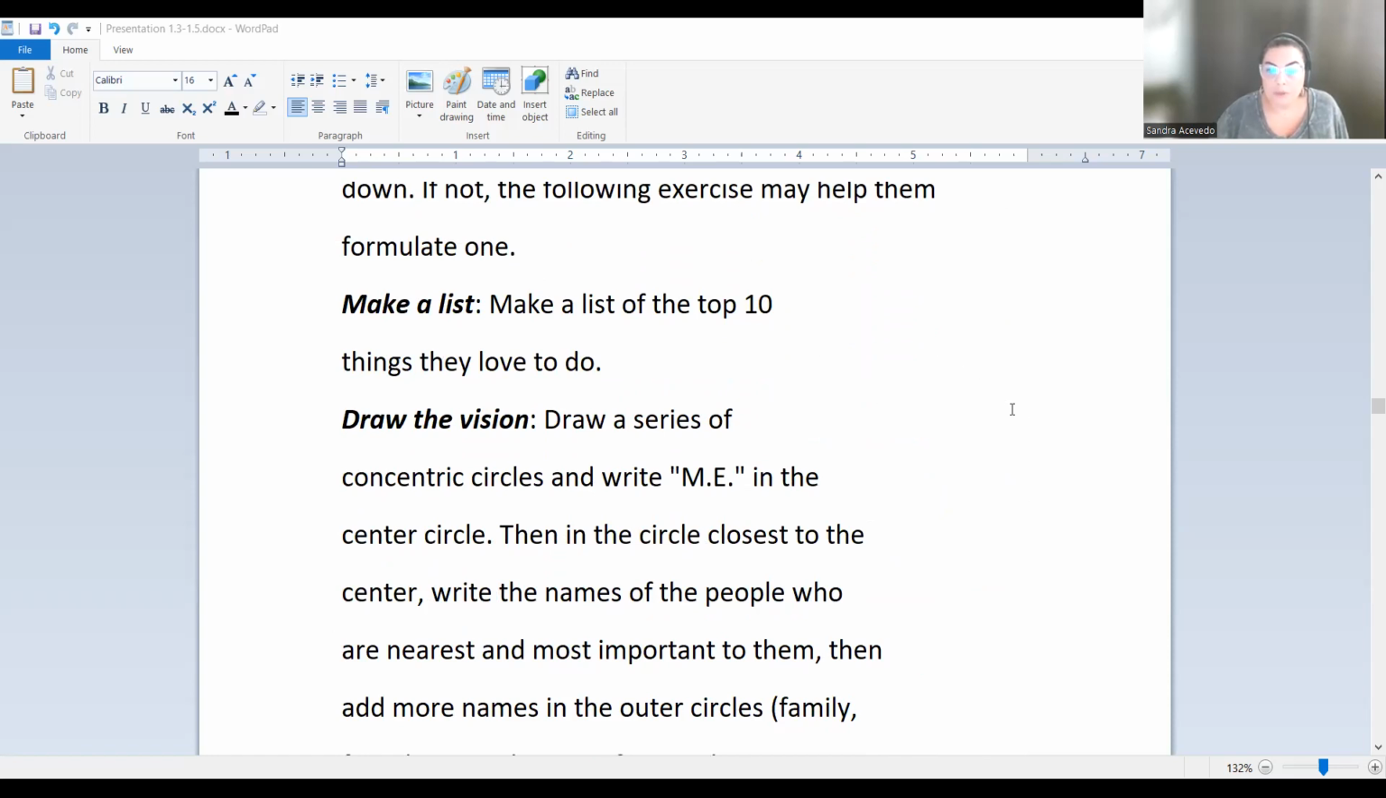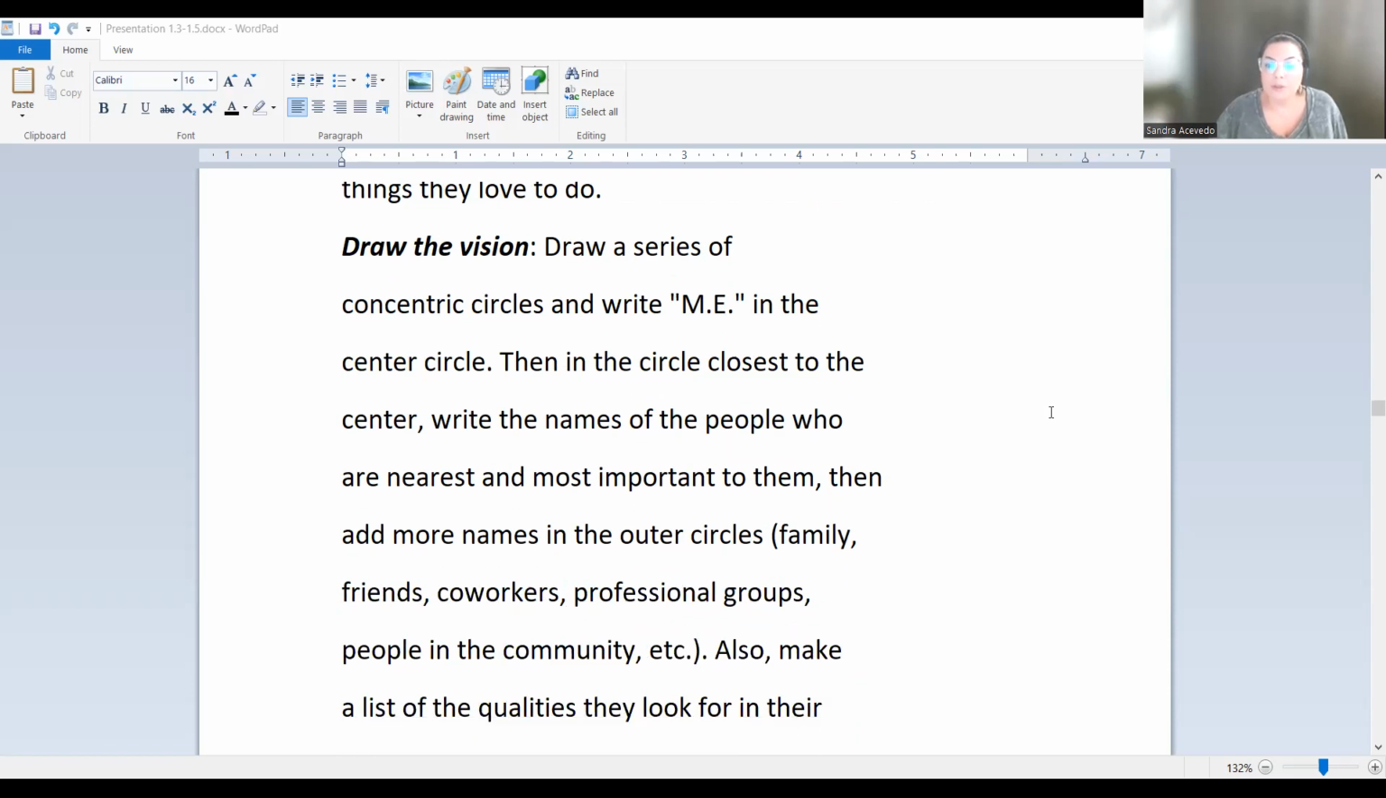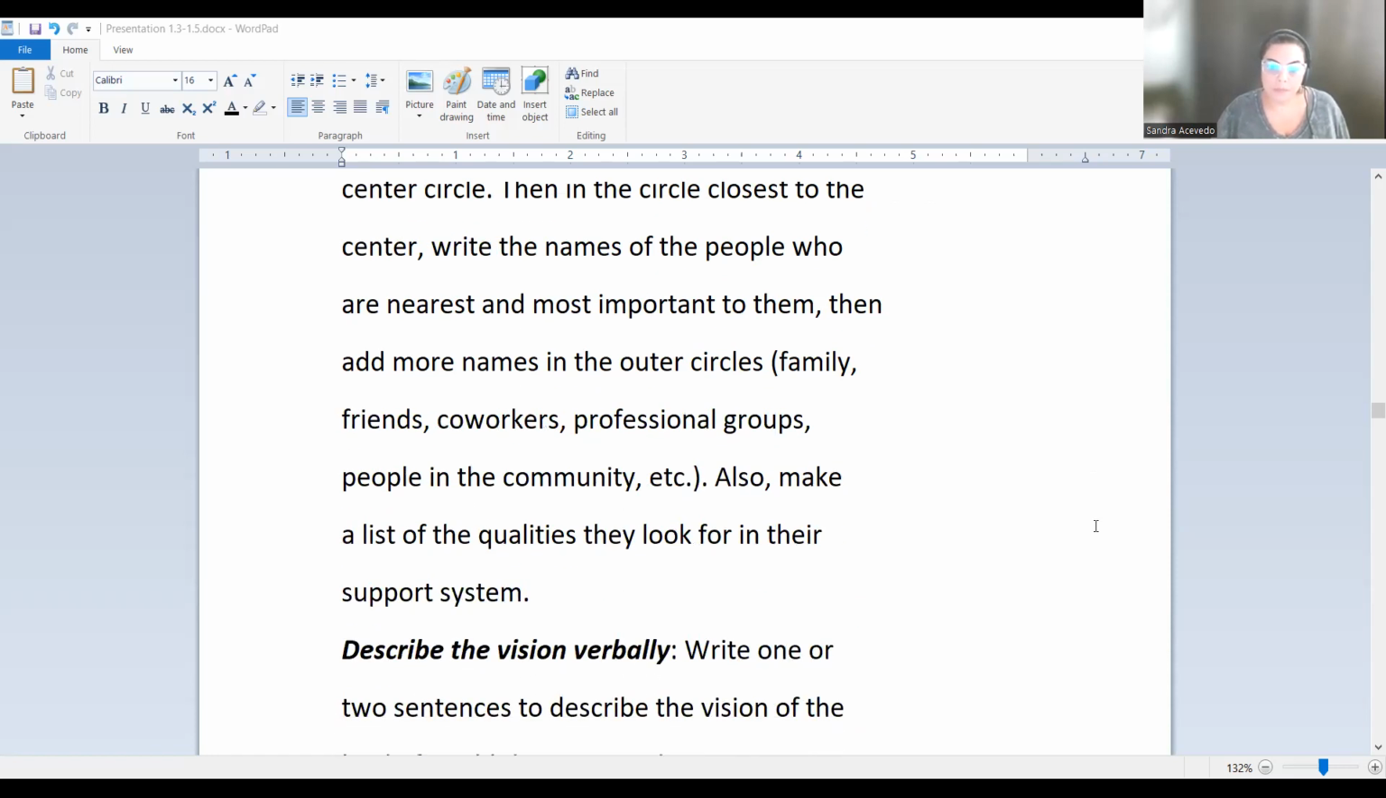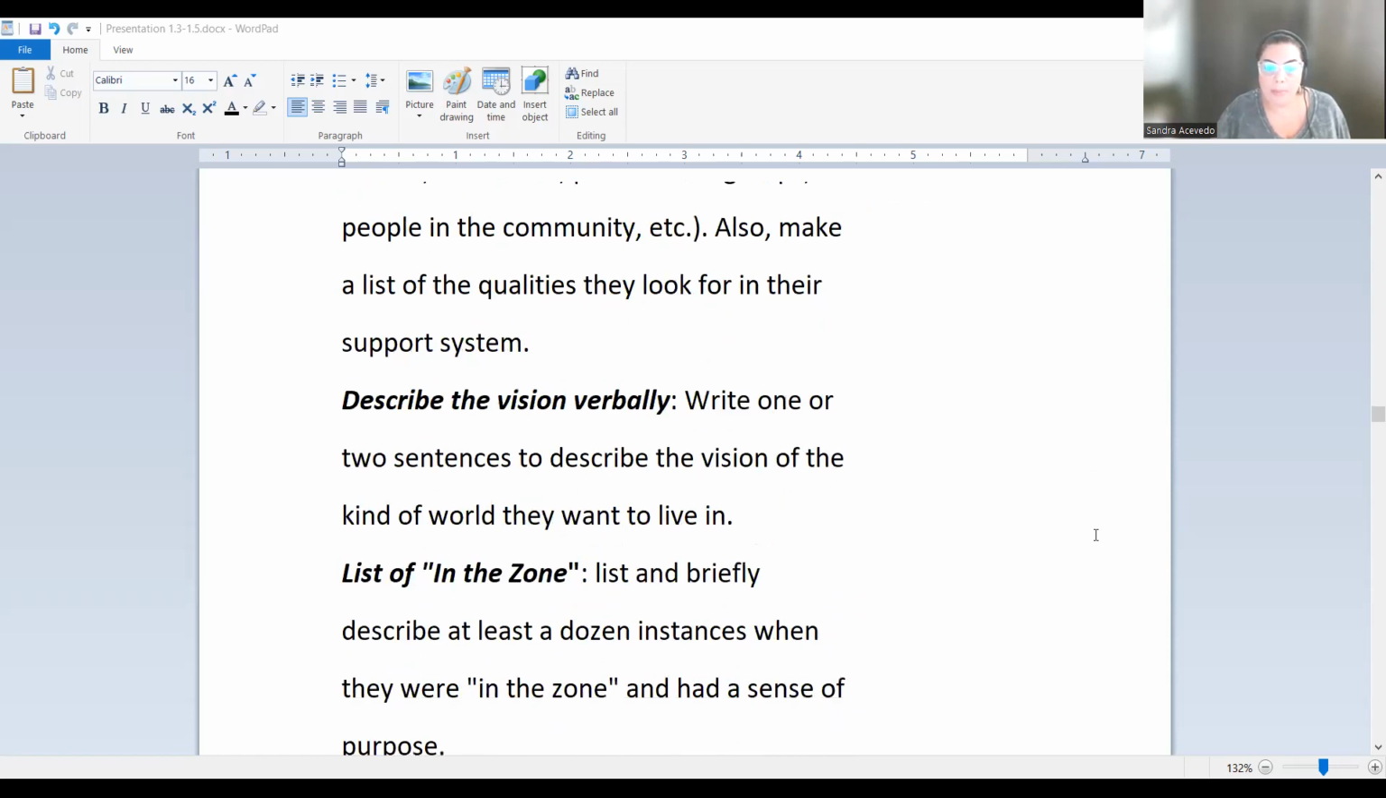Draw the vision. Draw a series of concentric circles and write ME in the center circle. Then in the circle closest to the center, write the names of the people who are nearest and most important to them. Then add more names in the outer circles: family, friends, coworkers, professional groups, people in the community, etc. Also make a list of qualities they look for in their support system.